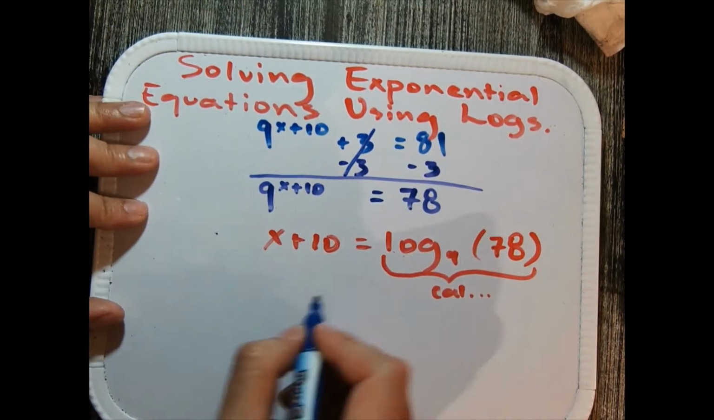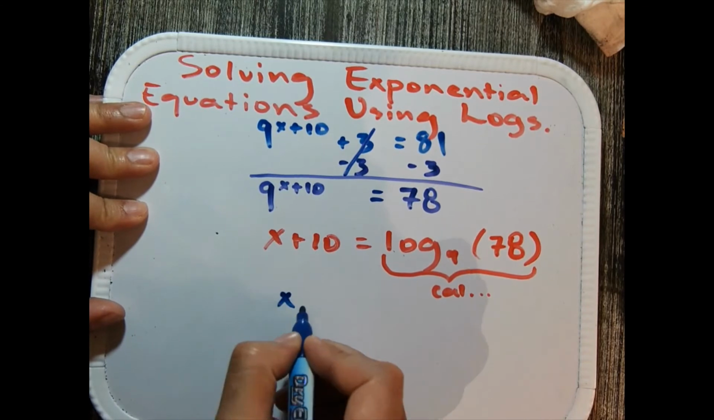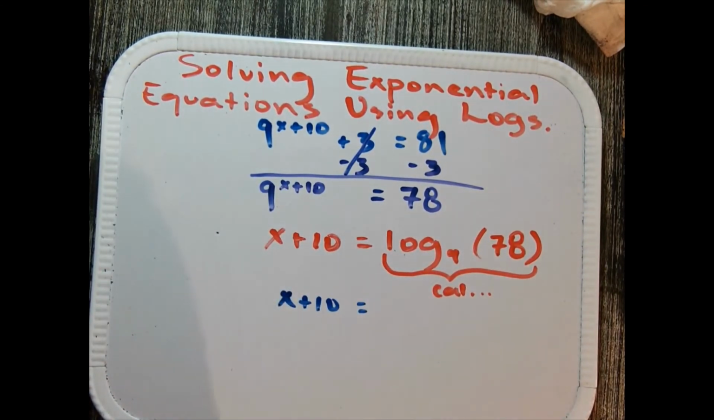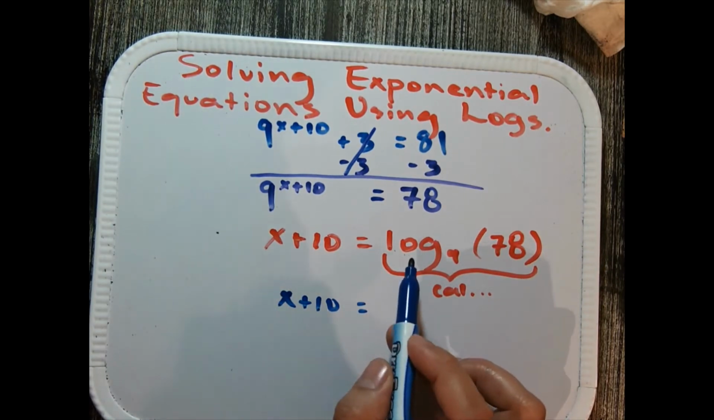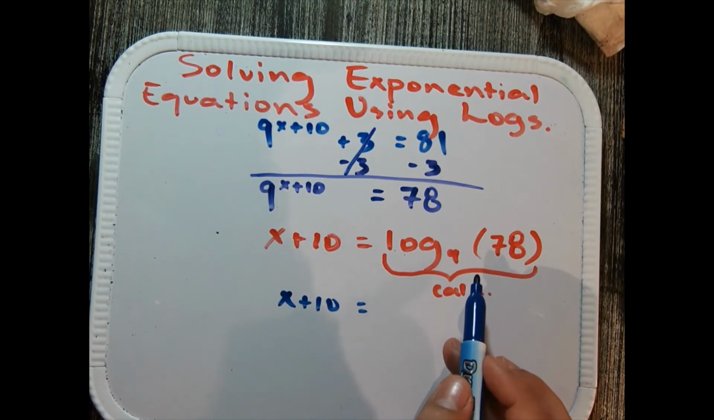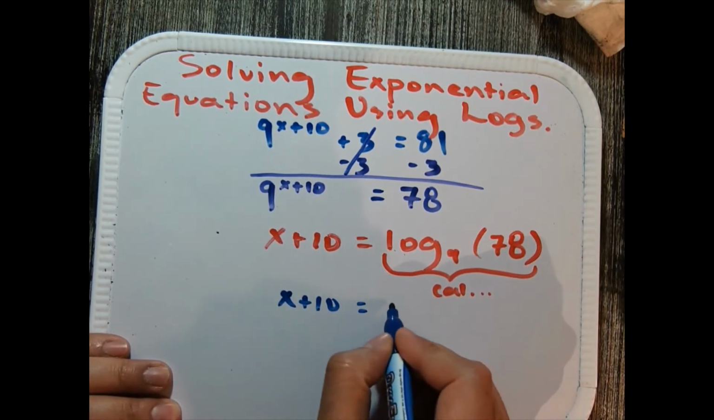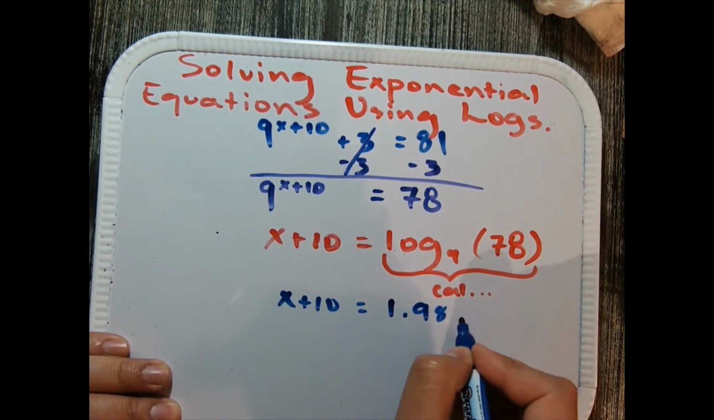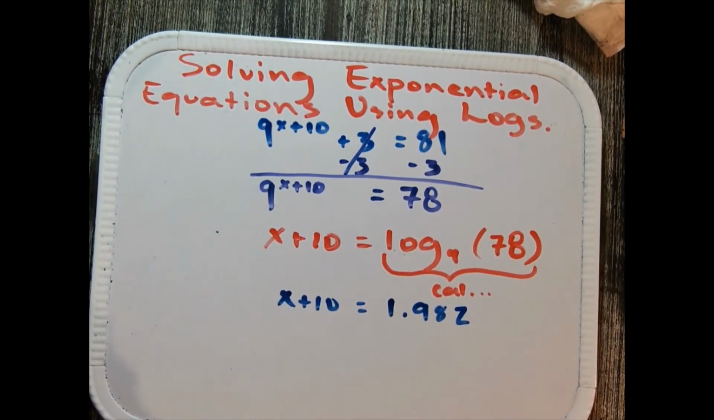So what I end up with is x plus 10 equal to log base 9 of 78, and this is about 1.982. I'm just going to use 3 numbers after the decimal.